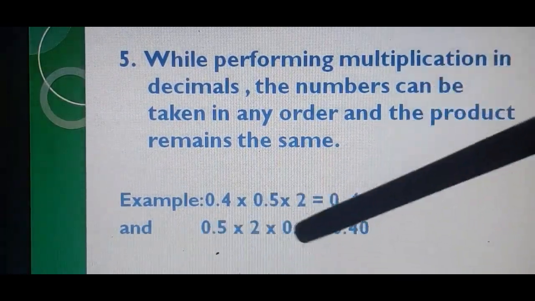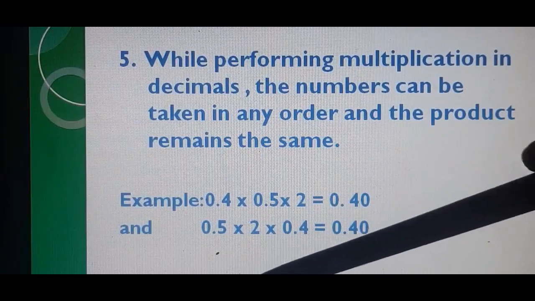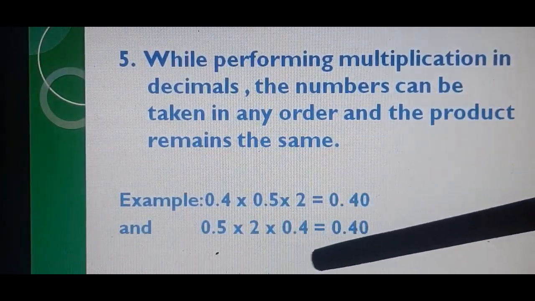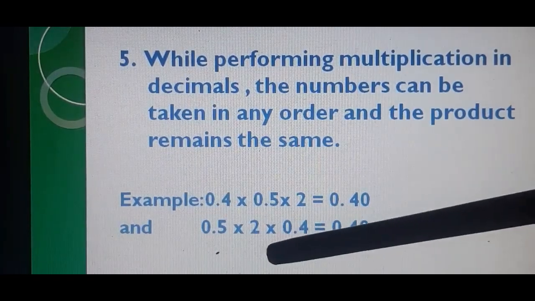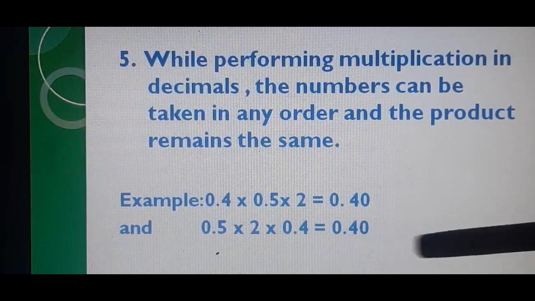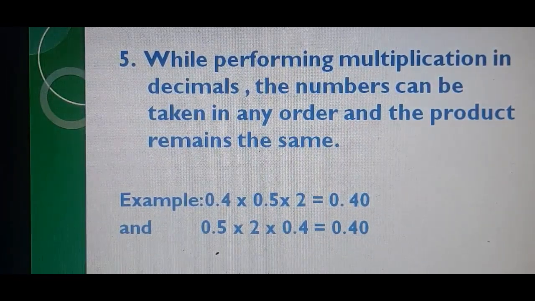Now when we have changed the places, interchanging is done. 0.5 multiply 2 multiply by 0.4. 5 2s are 10, 10 4s are 40. And when we are putting decimal, we will get 0.40. So we are getting always the same product.